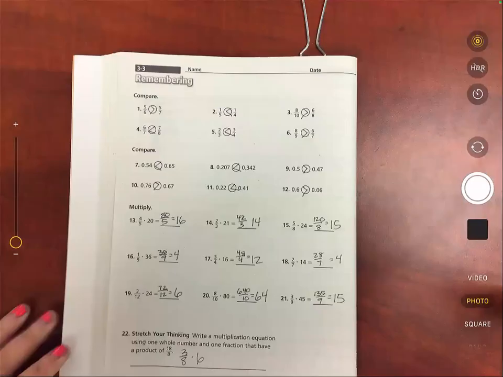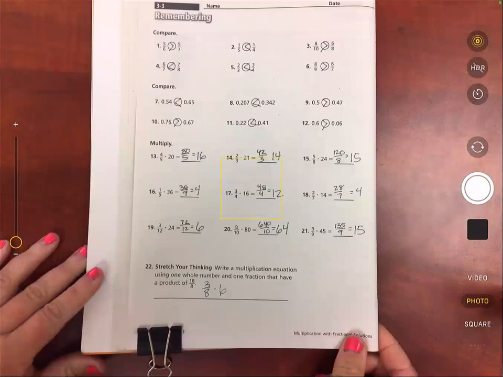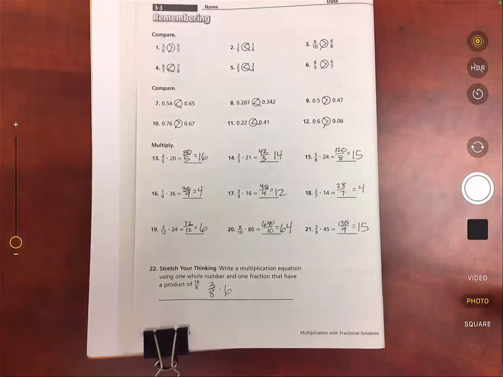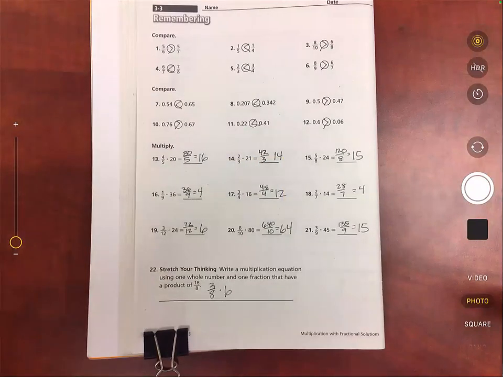You might have a different answer for stretch your thinking. There were all kinds of things you could have done. You could have had 18 over 8 times 1, or 1/8 times 18, 2 over 8 times 9, or 9 over 8 times 2. Okay. As long as when you multiply it out, you get to an answer of 18/8.